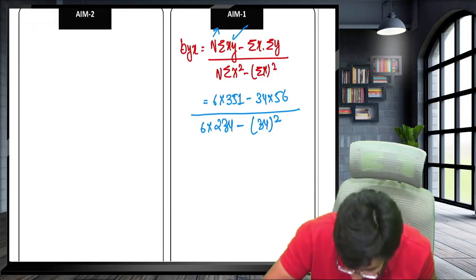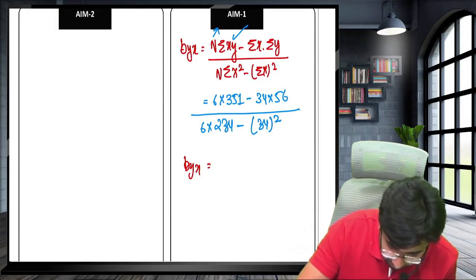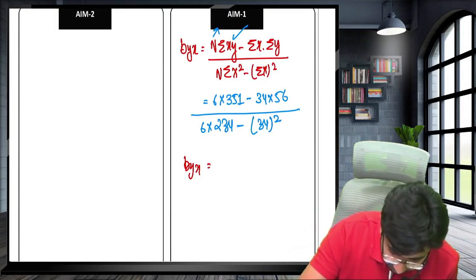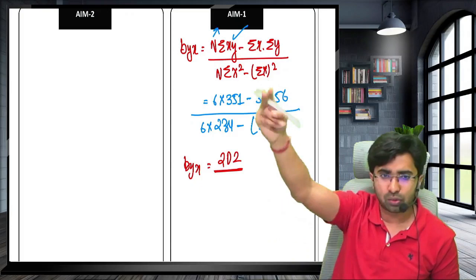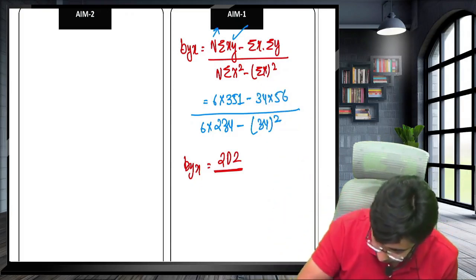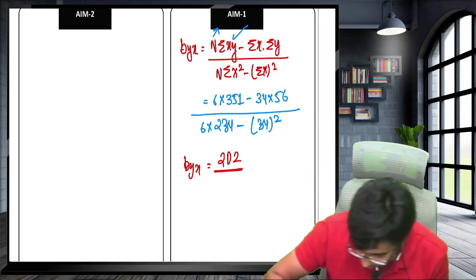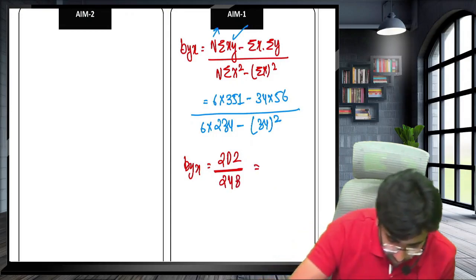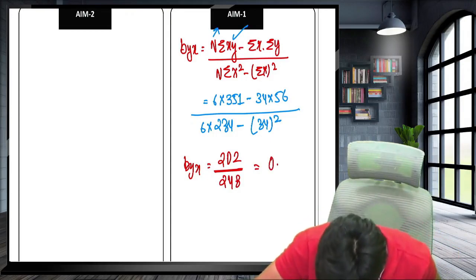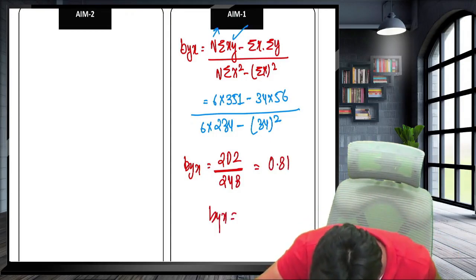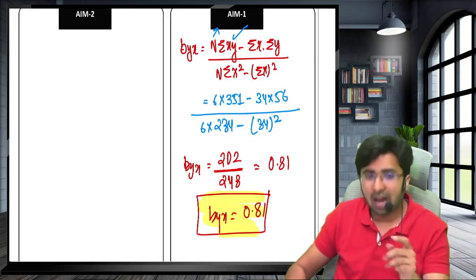Now, can you tell me b y on x directly? 6 into 351 is m plus, 34 into 56 is m minus. I got this 202 in the numerator. You can use m plus and m minus to save your time. Again, 6 into 234 is m plus, 34 into 34 is m minus, giving 248. 202 divided by 248 is 0.814. Rounded to 2 digits, b y on x is equal to 0.81.